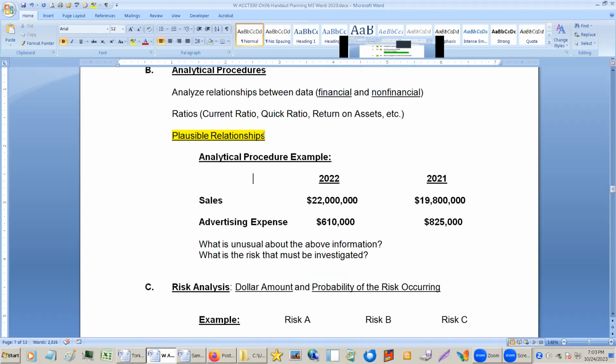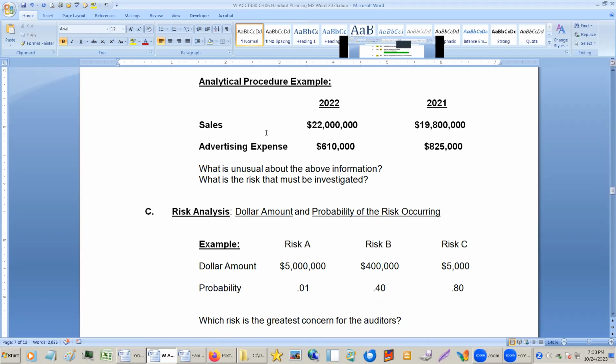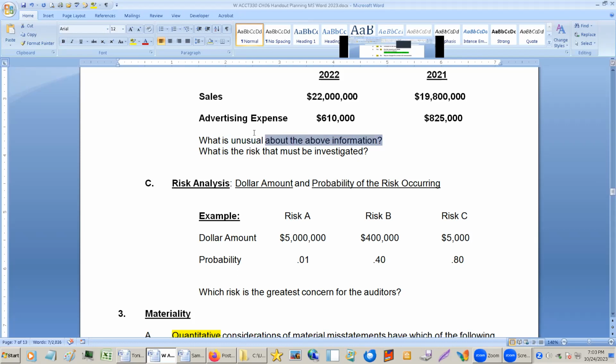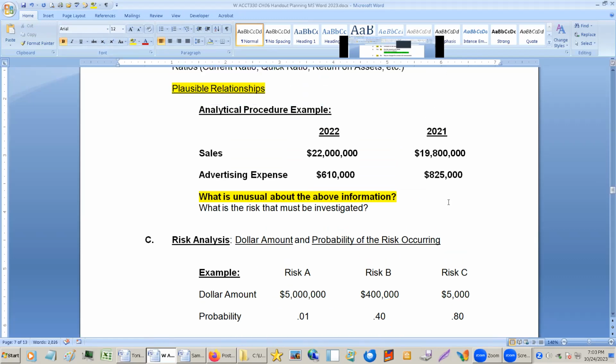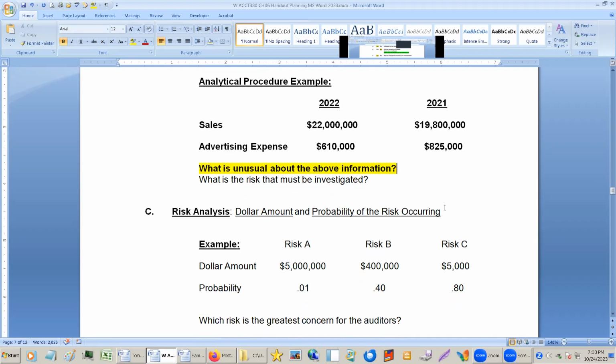What is unusual about the above information? So what is unusual about these numbers that we have here? Yeah, no, you're right. It is a little strange that they're such round numbers, usually it's 22,523,000, whatever. But yeah, that would be unusual too. What I was looking at more for though here, and you're absolutely right though, yeah, big round numbers are unusual, is that their advertising expense went down, and yet their sales went up.